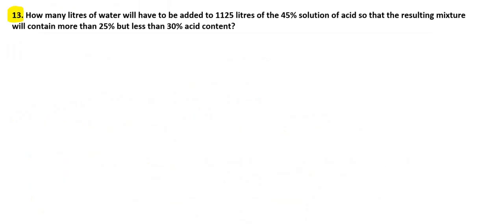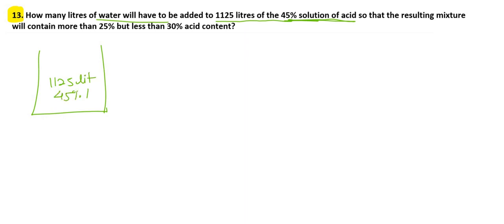So here is question number 13. Listen carefully. They are saying how many liters of water has to be added to 1125 liters of 45% solution of acid. Matlab, this is your solution. How many liters? 1125 liters, and which have 45% of acid. Okay, so how much is the acid here? Actually, acid in this solution is how much? 45% of 1125. This much of the acid is present in this solution because 45% acid is present. So this much will be the acid.